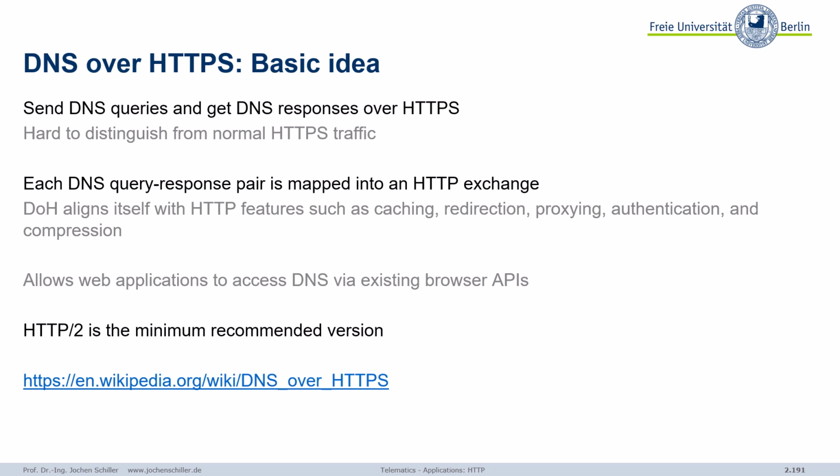So that's the basic idea, and the advantage and the disadvantage is that it's hard to distinguish from normal HTTPS traffic. In the end, if you let the traffic through, if you optimize systems, if you already have a server, then why only get HTTP requests for web content? Why not also for DNS content? This helps in some settings for firewalls, but it's also a problem because you cannot look into the traffic anymore. It's DNS, but it's hidden somewhere in the HTTP traffic.